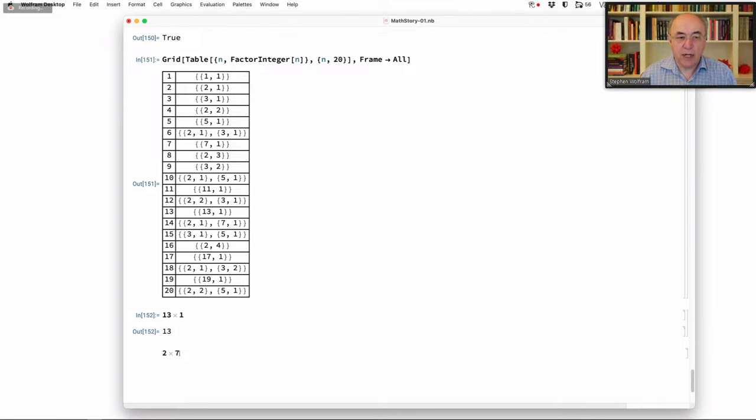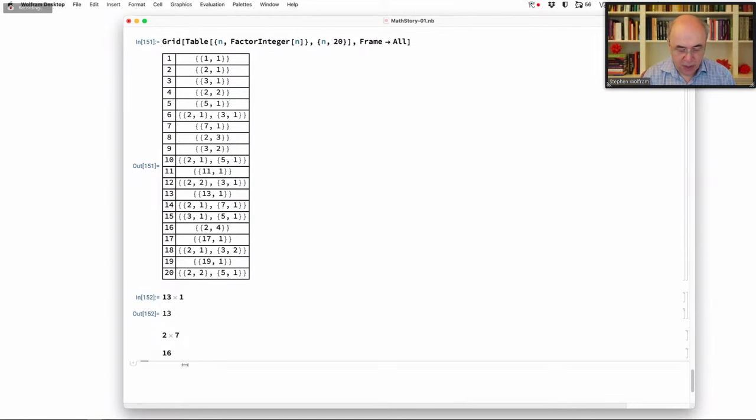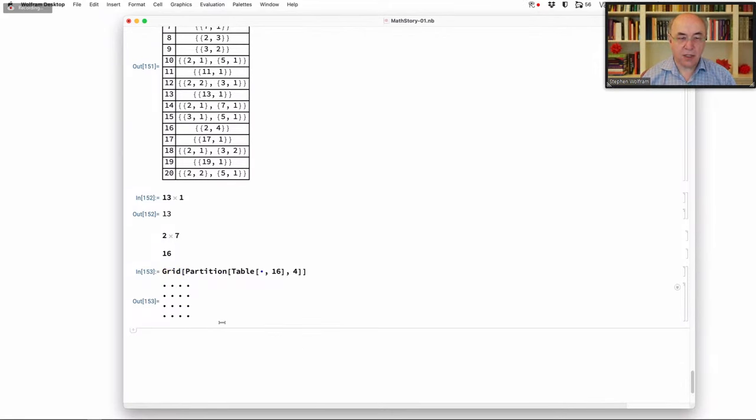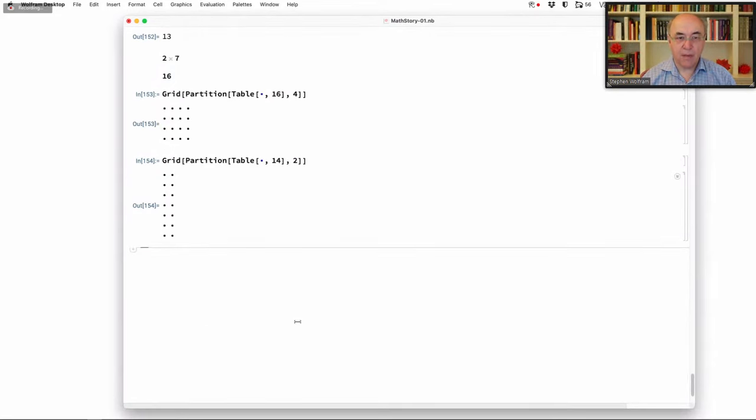But there are some numbers where we can't arrange them. We often talk about a number like 16 as a square number. If we make a table of 16 little dots, and we partition them, and then we can make a grid of those, we can plainly see that 16 can be arranged in a square. If we say, well, how about 14? Can we arrange that in a square? Well, we can arrange it in a rectangle, which is 2 times 7. And if we have 20, we can arrange it in a rectangle.